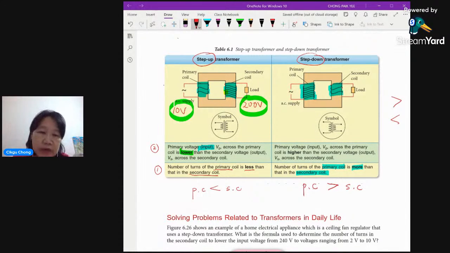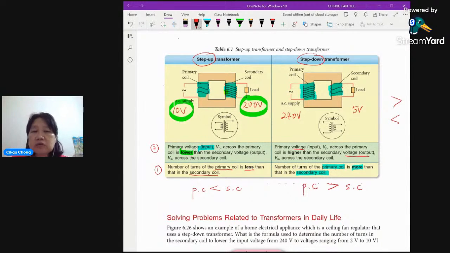Another way to see is to look at the voltage. Here, the voltage on the input side, or we call it input voltage, will be higher than the secondary voltage or the output voltage. So here more, let's say 240 volts. You want to charge your phone, it goes down to 5 volts. So it is a step-down transformer.